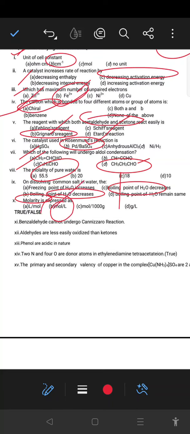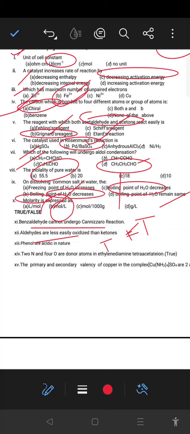Next, true and false type questions. Benzaldehyde cannot undergo Cannizzaro reaction. So for Cannizzaro reaction, benzaldehyde, that is because Cannizzaro reaction has no need of alpha hydrogen. So this is a right statement, true statement. Aldehydes are less easily oxidized than ketones. So this is a wrong statement because aldehydes can be easily oxidized. Ketone is difficult. Phenols are acidic in nature. That is a true statement.